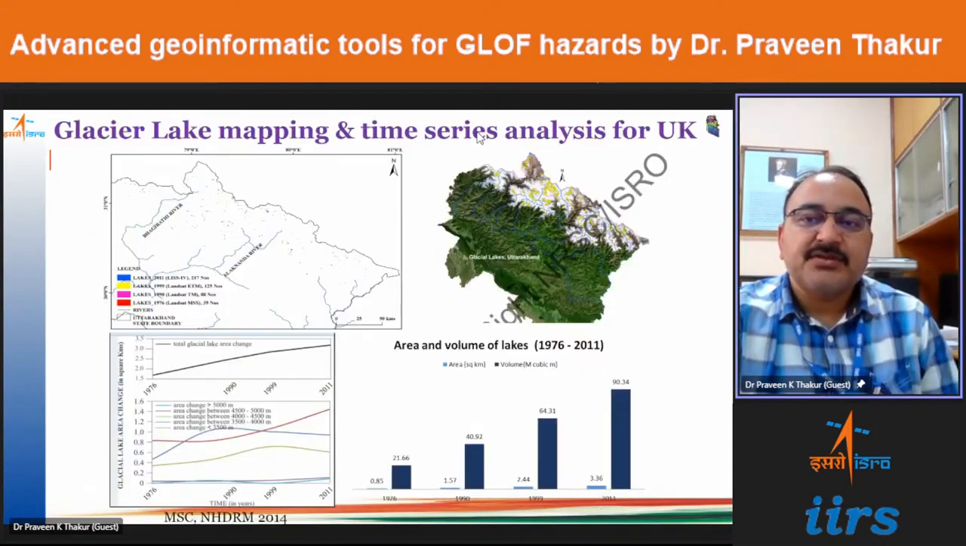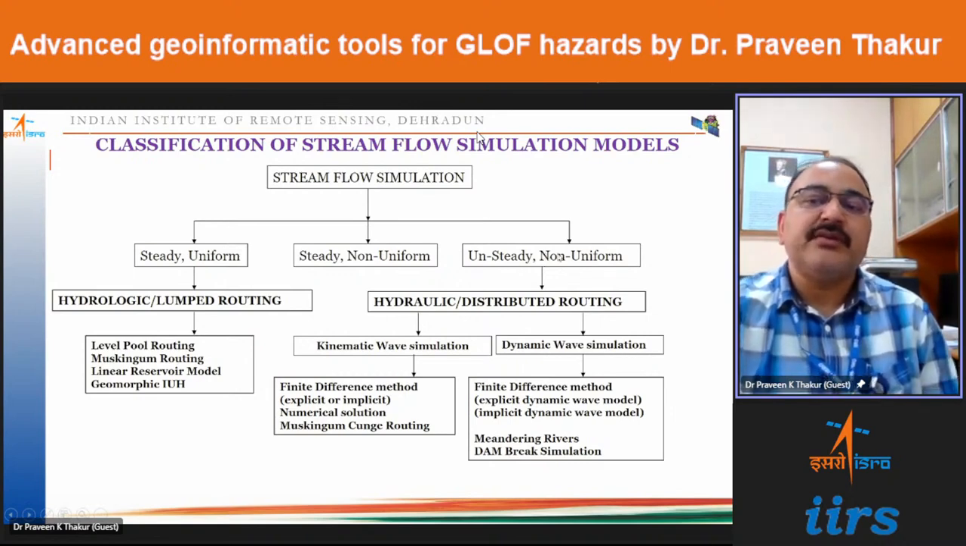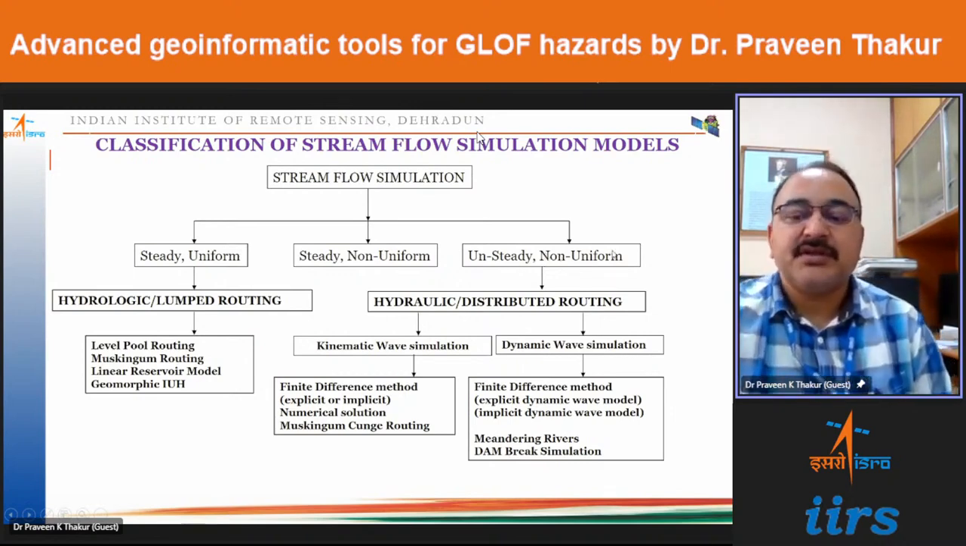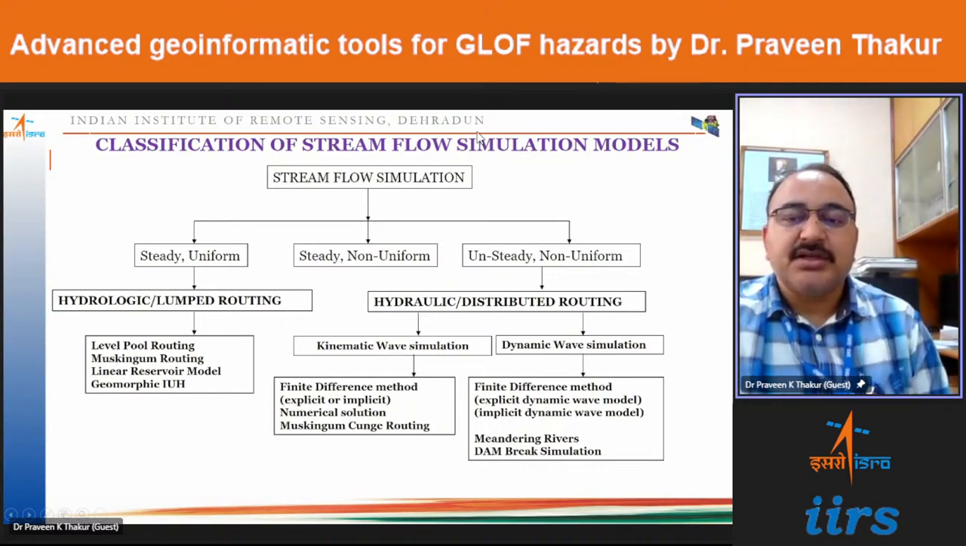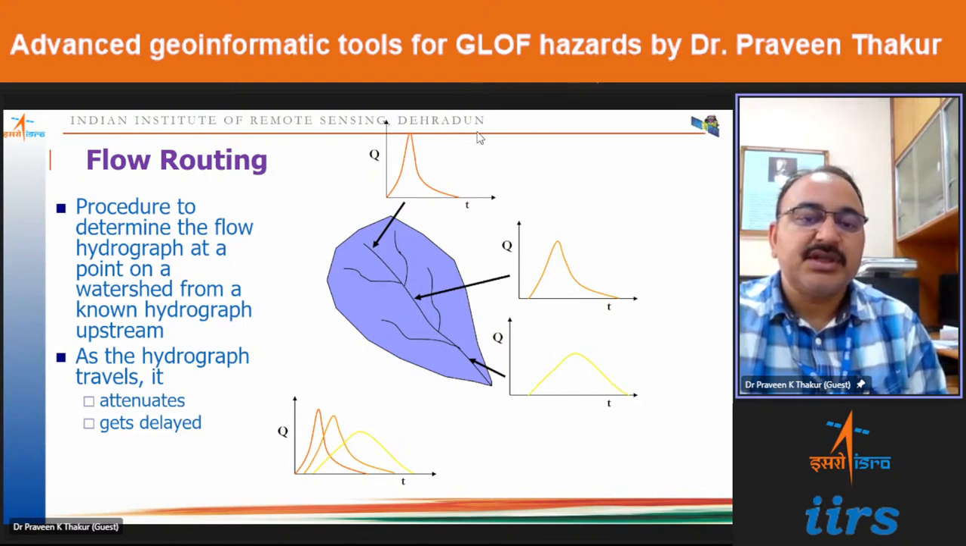So these are the glacial lakes of Uttarakhand, and we do this simulation mostly using a hydraulic distributed model, because it is unsteady and non-uniform flow, changing with time and changing with the channel section. From upstream to downstream, there are various methods of routing. As it moves downstream, if it is only a glacial lake, the peak will reduce and the time of travel will be longer.